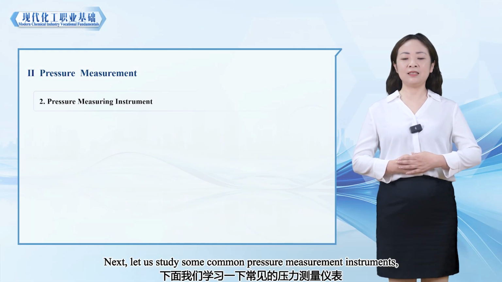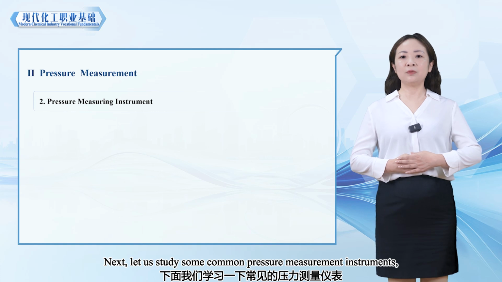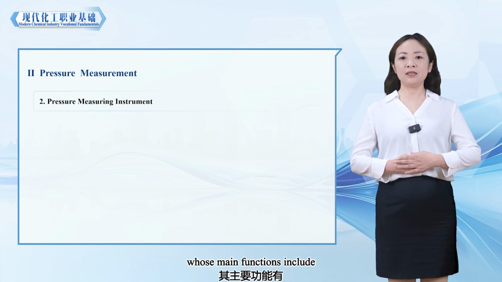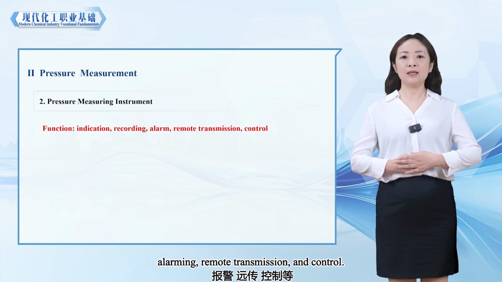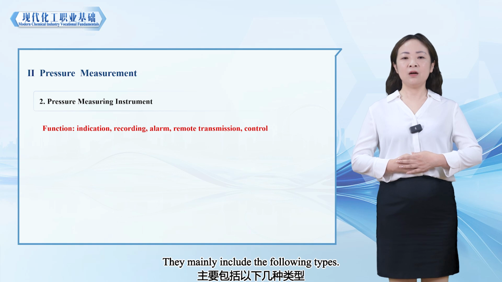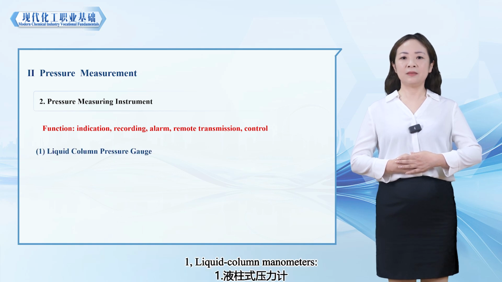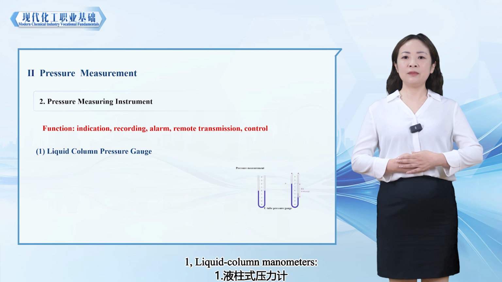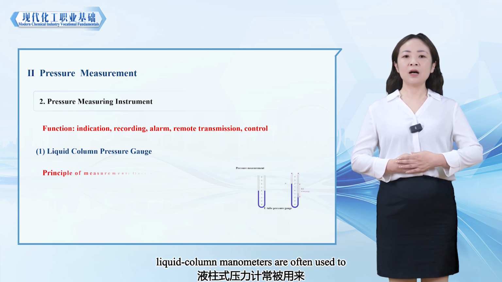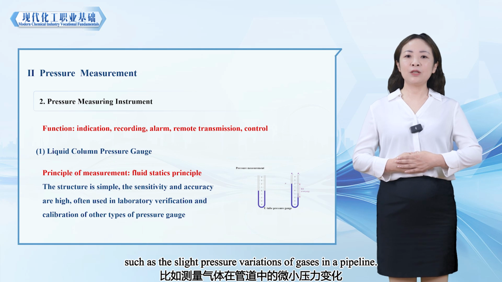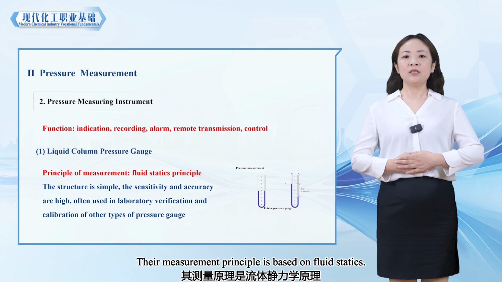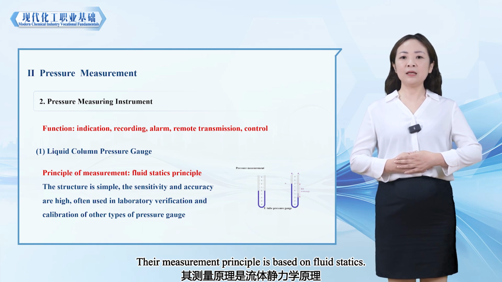Next, let us study some common pressure measurement instruments, whose main functions include indicating, recording, alarming, remote transmission, and control. They mainly include the following types. 1. Liquid column manometers. In laboratories, liquid column manometers are often used to measure relatively low pressures, such as the slight pressure variations of gases in a pipeline. Their measurement principle is based on fluid statics.